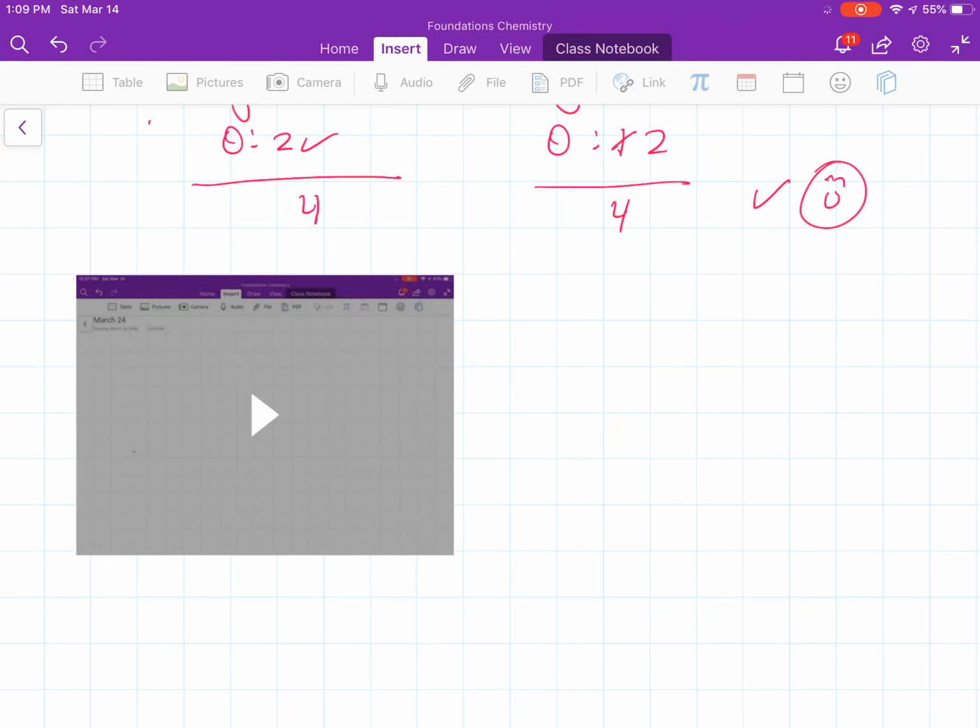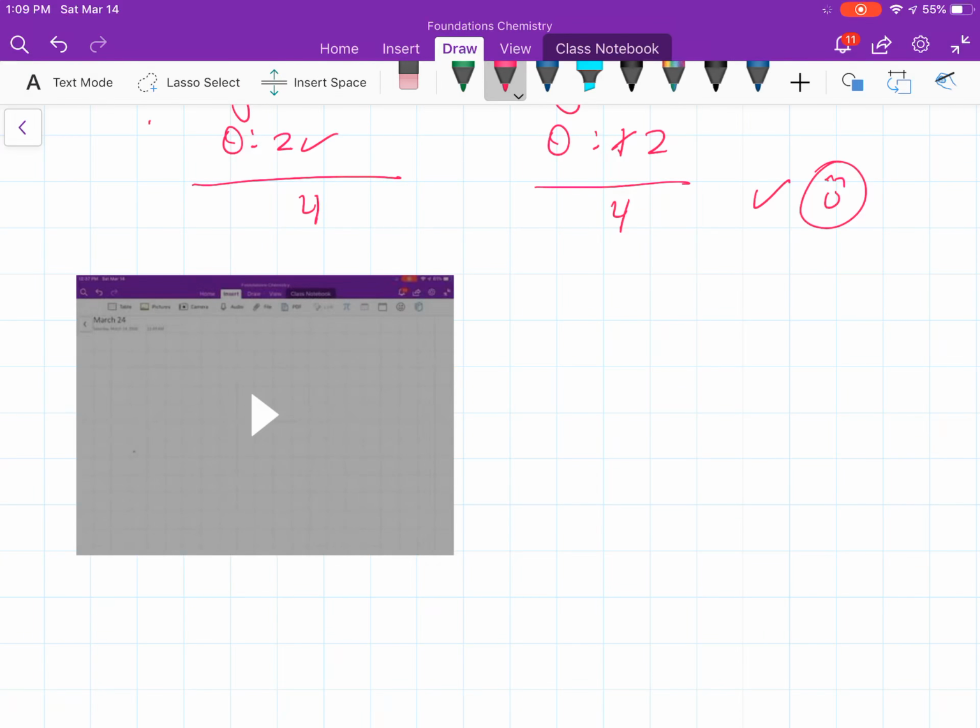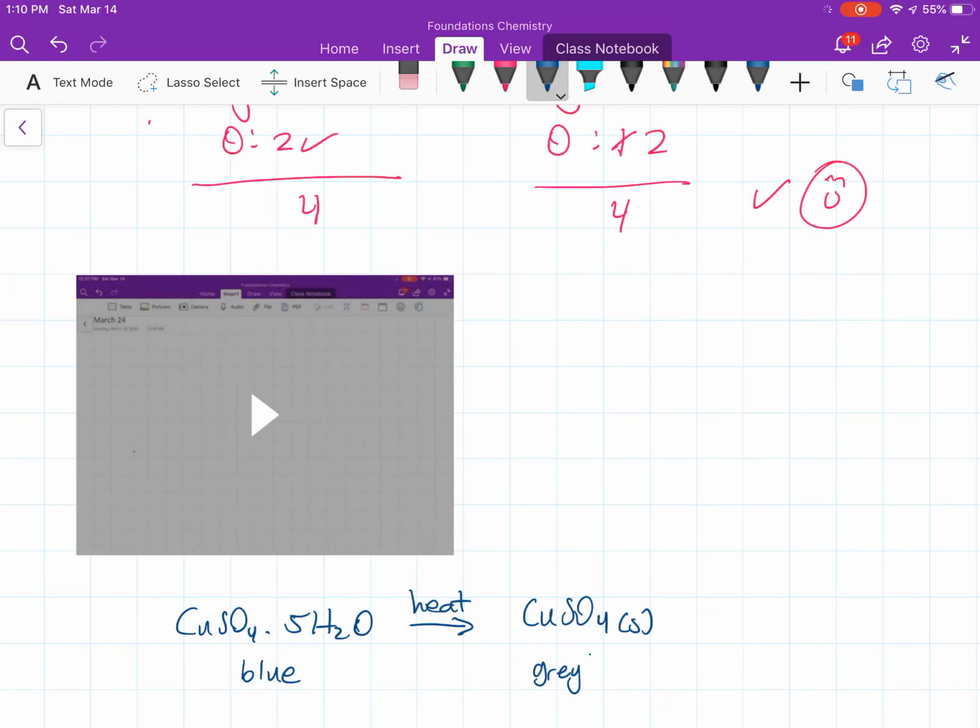Now, if you remember, before we left for the break, we actually heated up copper sulfate pentahydrate, and we added heat. And this was that pretty blue color. And it turned into a gray powder. This is a solid. This is called anhydrous copper sulfate, and it was gray or maybe white for some of you. And then we saw water coming off or out of the test tube as steam.